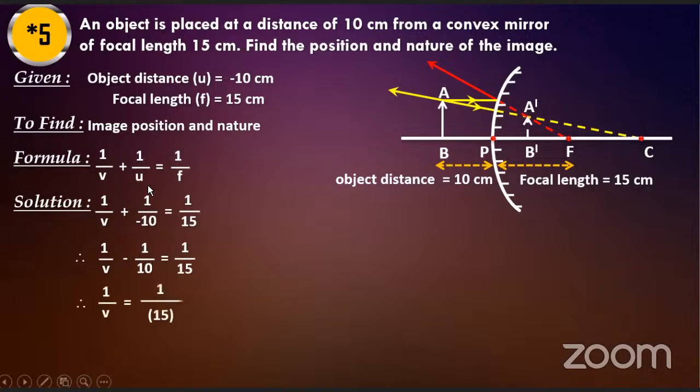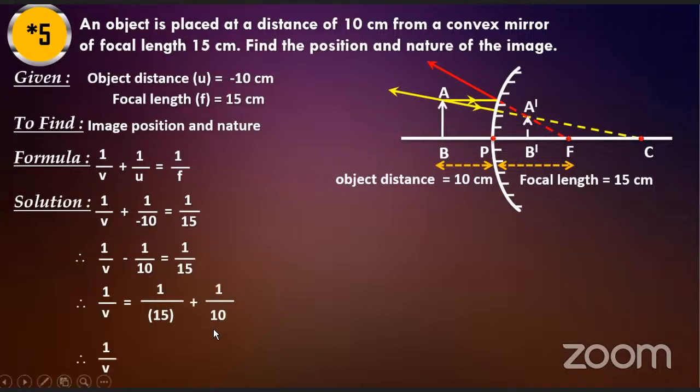Can you guess what is the range of the image distance? Between 0 to 15 centimeters. The focal length is 15, so it is greater than 0 and less than 15. If your value is more than 15 or less than 0, that is wrong. If your value is between 0 and 15, that is right. Keep that in mind.